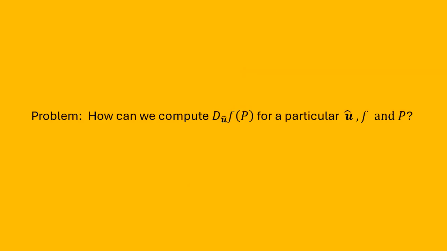So, how can we compute that directional derivative for a particular unit vector u, a function f of, let's say, x and y, and a point P in the plane? At this stage, the only way that we have to compute it is by the definition involving a limit.